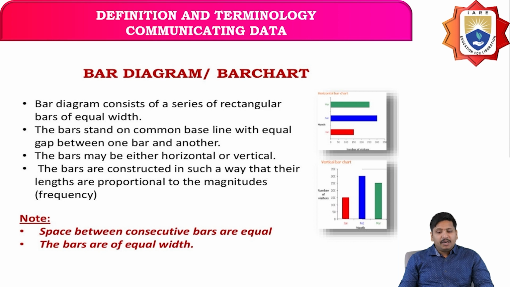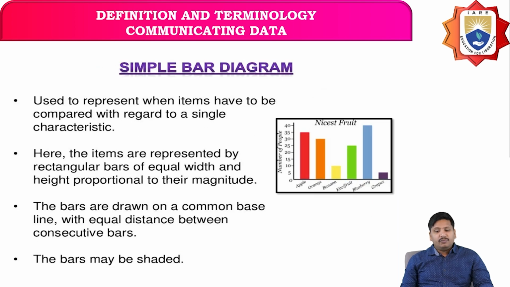And the next one is the bar diagram or bar chart. The bar diagram consists of a series of rectangular bars of equal width, and the bars stand on a common baseline with an equal gap between one bar and another. You can construct the bars either horizontally or vertically, and these bars are constructed in such a way that the lengths are proportional to the magnitude. There are different types of graphs, like the simple bar.